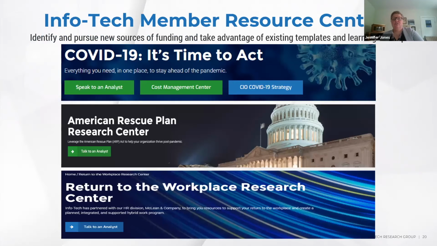Finally, really just talking about different resource centers that we've developed throughout the pandemic. The initial one was the COVID-19 It's Time to Act resource center, which this initial strategy document came from. That was advising members on business continuity planning, disaster recovery, security, et cetera. We still have that as an active resource center on the site, and people can still look at it and download materials from there.